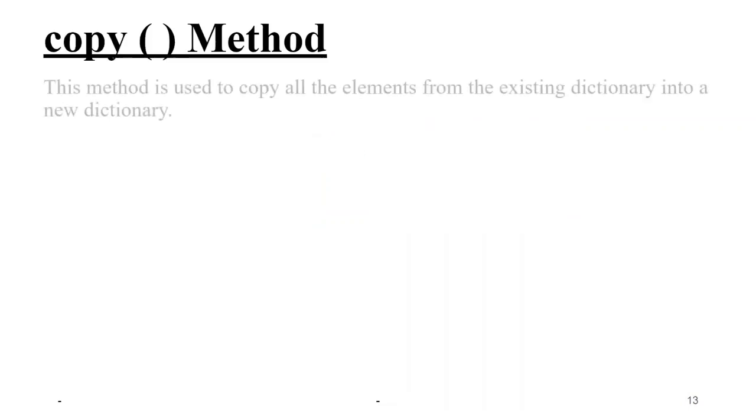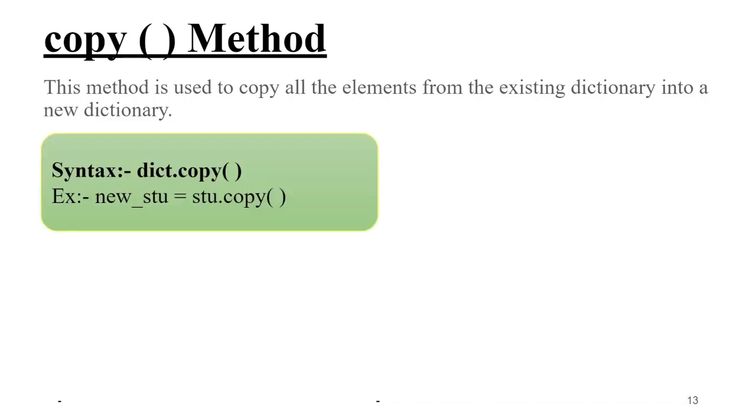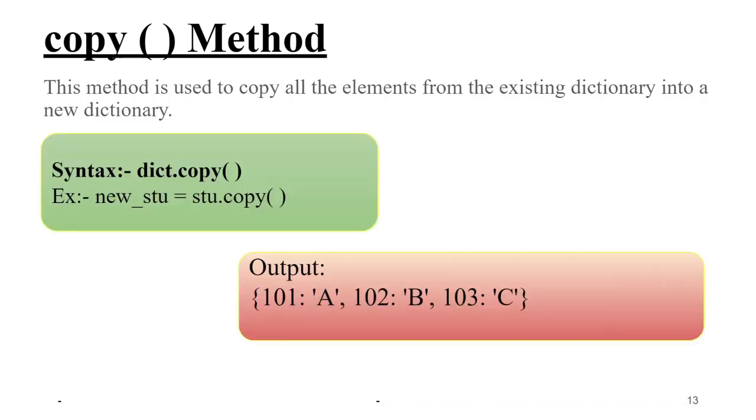Similarly, we have a copy command, and this method is used to copy all the elements from the existing dictionary into a new dictionary, and this is also called on the dictionary object. So here is an output, it creates a new dictionary by copying all the elements from this existing dictionary.